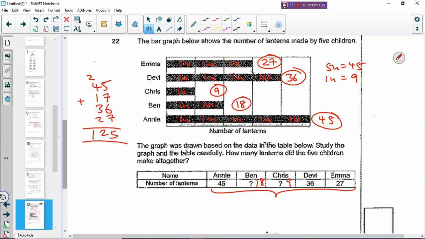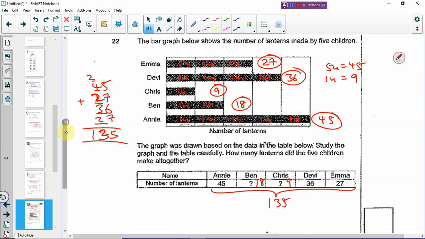Let's try again. Is there a mistake? Oh, there's a mistake. 18 plus 9 is 27. Okay, so let's try again. So 5 plus 7, 12. 12 plus 6, 18. 18 plus 7 is 25. 2 plus 4, 6. Plus 2, 8. 8 plus 3, 11. 11 plus 2, 13. So it's actually 13. So the total is 135 lanterns.